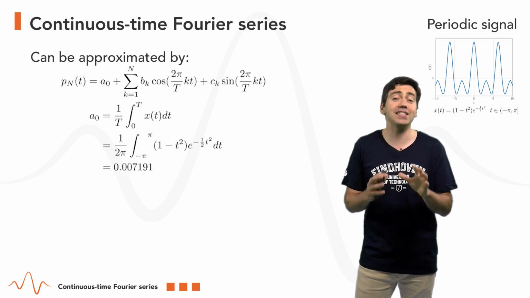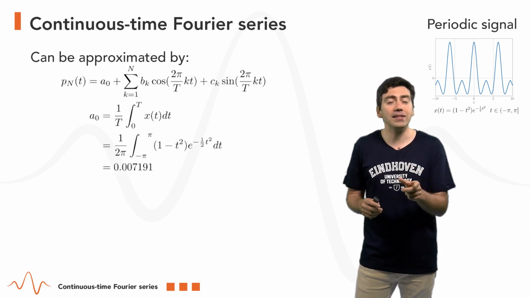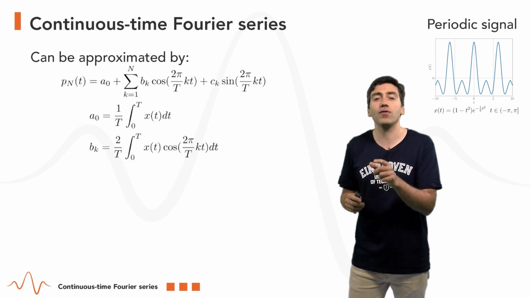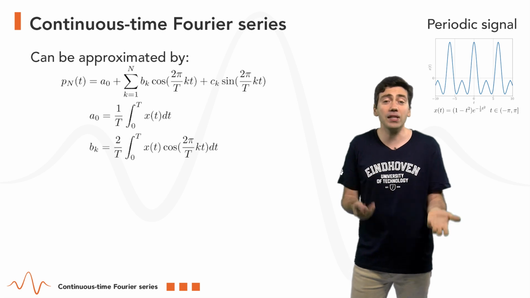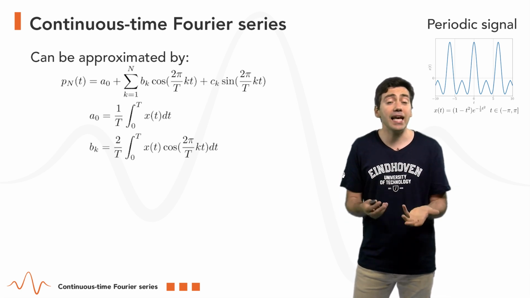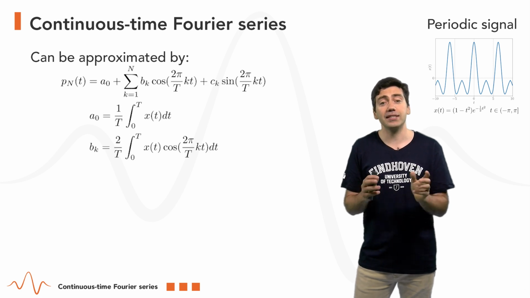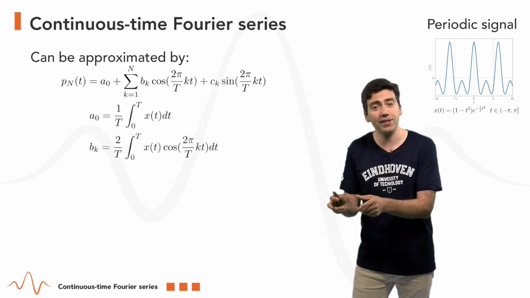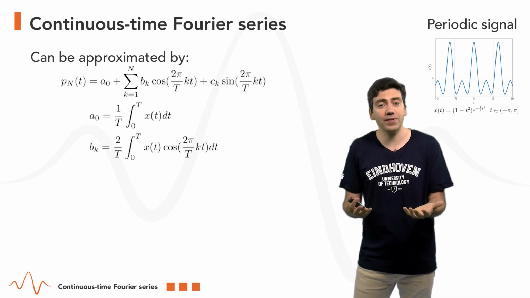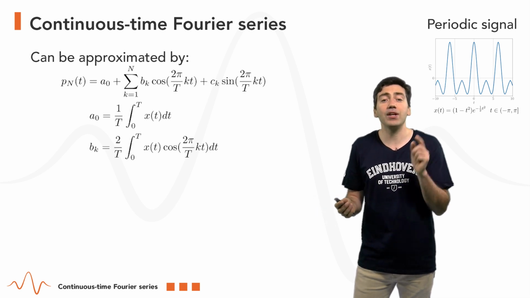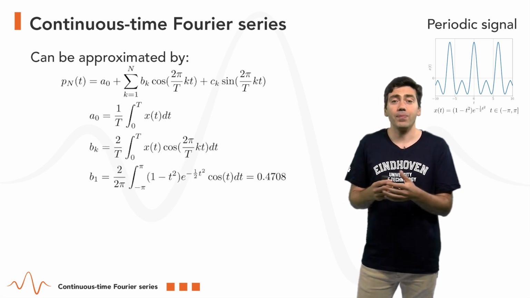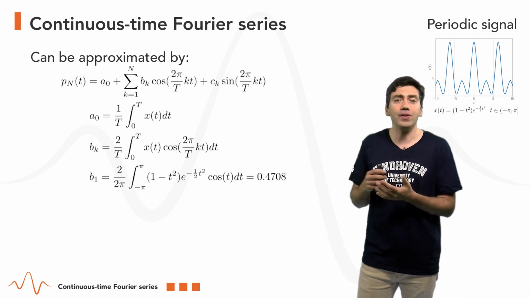The formulas for bk's are very similar, but we have to first multiply the signal by cosine of 2 pi over capital T times t. Since capital T is 2 pi, it's simply multiplying the signal by cosine of t. Then we take the average of this signal over a period, x of t times cosine of t, and that's basically 1 over capital T, the integral from 0 to capital T of x of t cosine of t, and we cannot forget at the end to multiply by 2. So for b1, we obtain a given value if we do this.